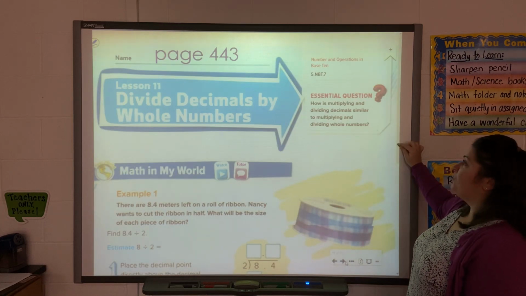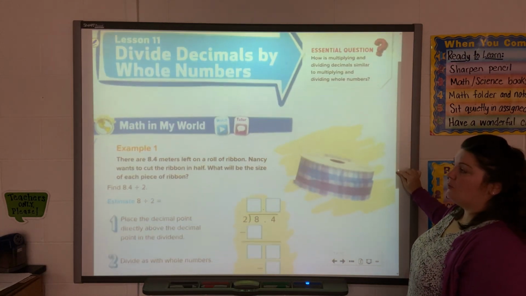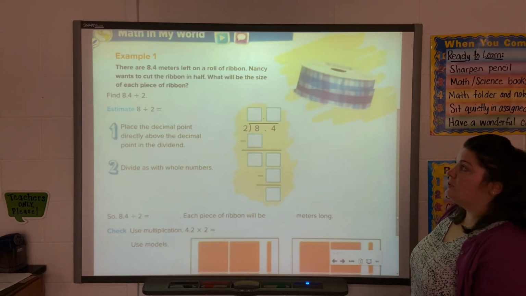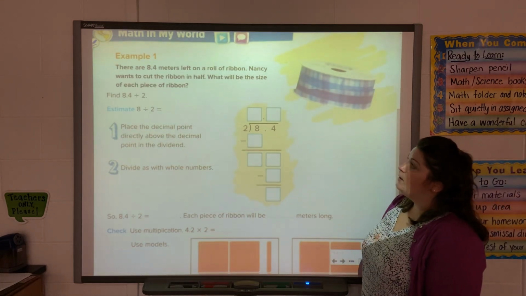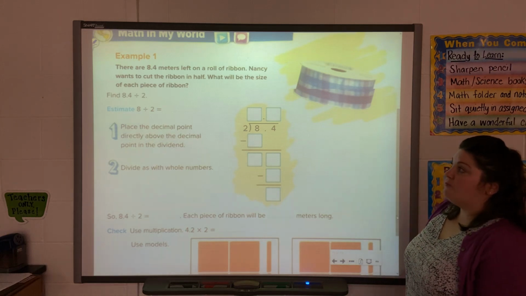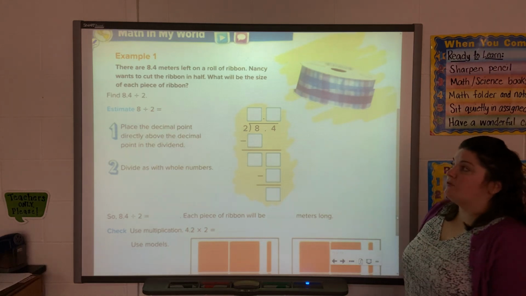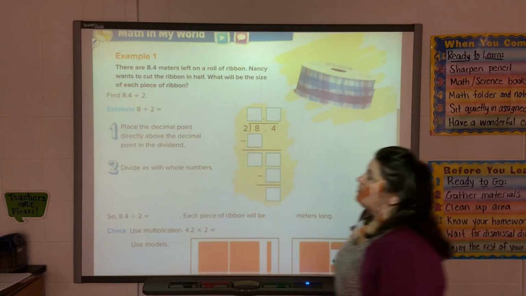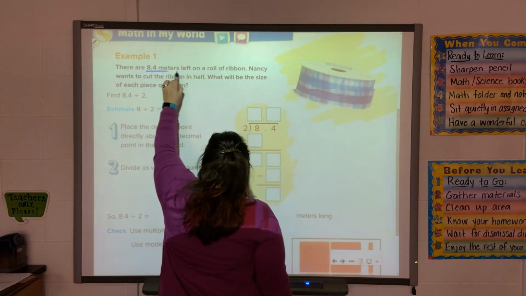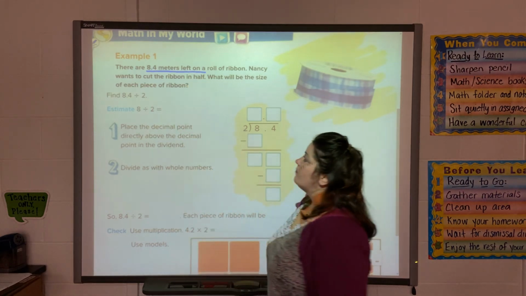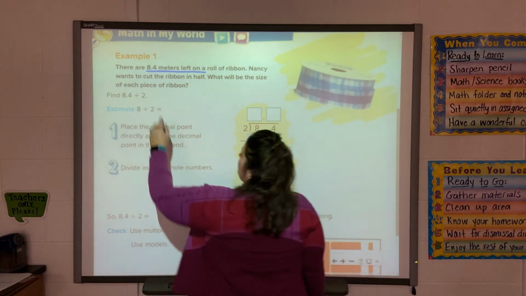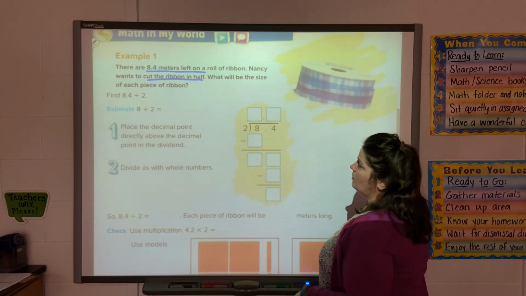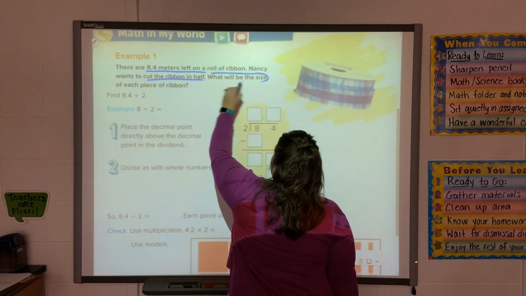Page 443, dividing decimals by whole numbers. There are 8 4/10 meters left on a roll of ribbon. Nancy wants to cut the ribbon in half. What will be the size of each piece of ribbon? Let's understand the problem. Facts that I know: there are 8.4 meters left on a roll of ribbon. She wants to cut the ribbon in half. What am I asked to find? The size of each piece of ribbon.